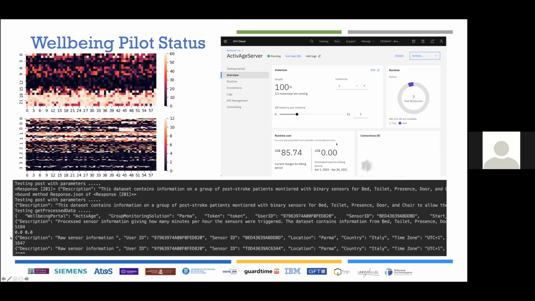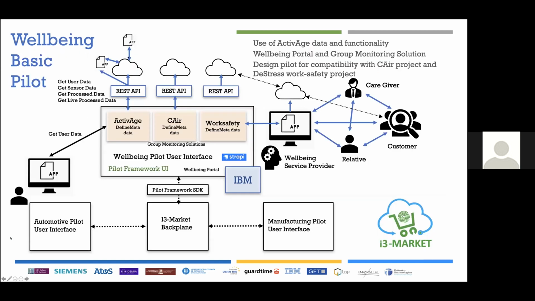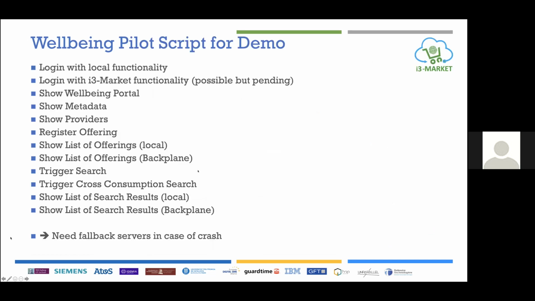And what we have here is the server where it runs. It's on an IBM Cloud server. And this is this server. So we now create access to this server through the Wellbeing pilot user interface, and we implement group monitoring solutions and the Wellbeing portal, and that allows then to do this.